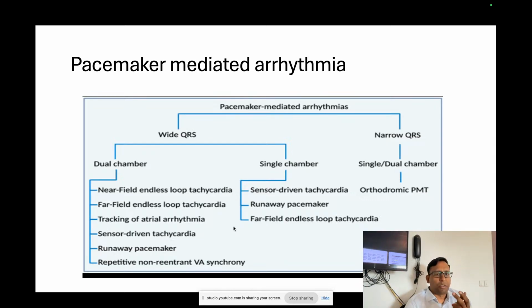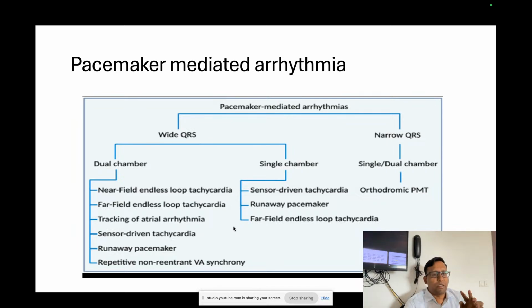Dual chamber, there are possibilities: near field endless loop tachycardia, far field endless loop tachycardia, tracking of atrial arrhythmia. It can be atrial flutter, it can be atrial tachycardia. Atrial fibrillation is usually not the tachycardia which is going to be tracked. Device gets confused for two rhythms. One is atrial flutter and second is atrial tachycardia. Atrial fibrillation, it is having clear-cut guidelines. So atrial fibrillation, VVI mode over and out. But flutter and atrial tachycardia, it is not going to differentiate because the rate will be in the physiological range.